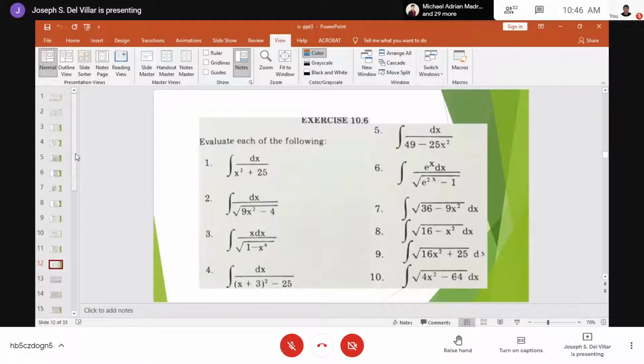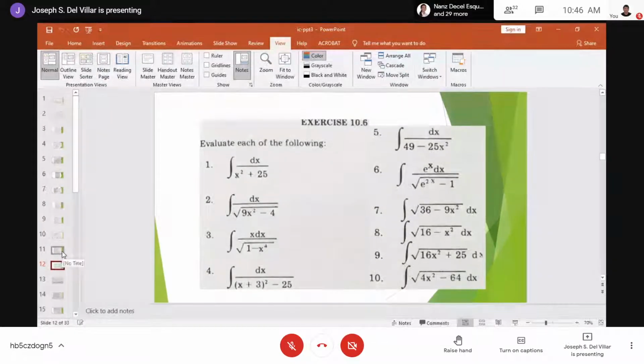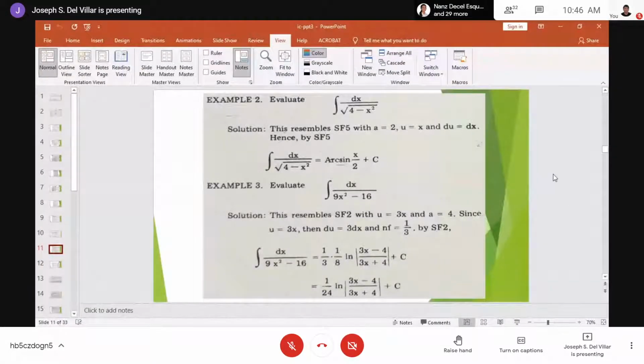Okay, you have another assignment, that is 10.6. Okay? Solve this first, I want to see. This example number 3 is solved in my presentation. Its solution is based on the standard formula. Let's prove whether this is really the answer, so do the substitution method.